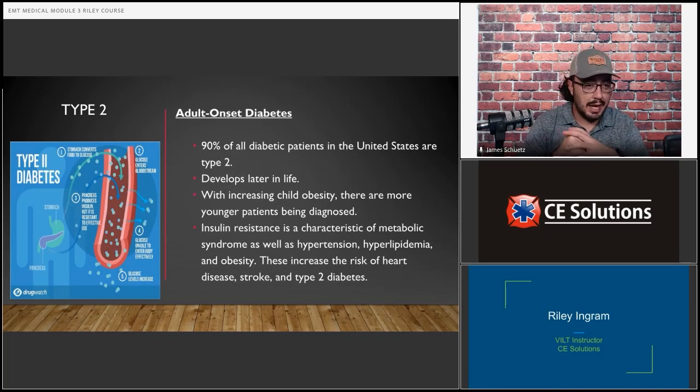Insulin resistance is a characteristic of metabolic syndrome, as well as hypertension, hyperlipidemia, and obesity. These increase the risk of heart disease, stroke, and type 2 diabetes.